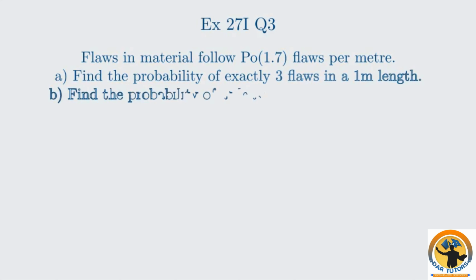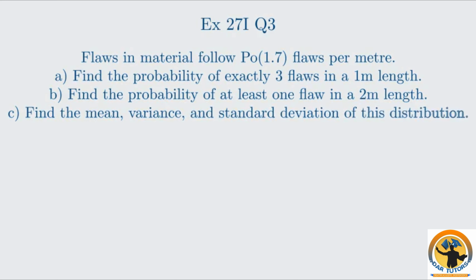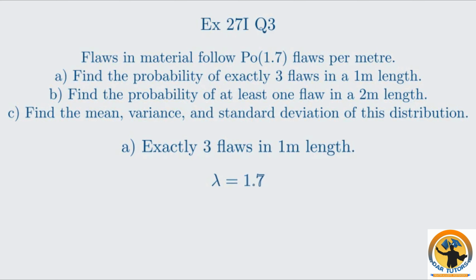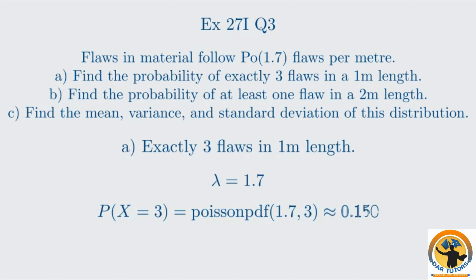One last worked example. Exercise 27I, question 3. This problem covers several aspects of the Poisson distribution. Part A asks for the probability of exactly 3 flaws in a 1 meter length. For this interval, our lambda is 1.7. So we use the Poisson PDF with lambda 1.7 and x equals 3, which gives approximately 0.150. Part B asks for at least 1 flaw in a 2 meter length.